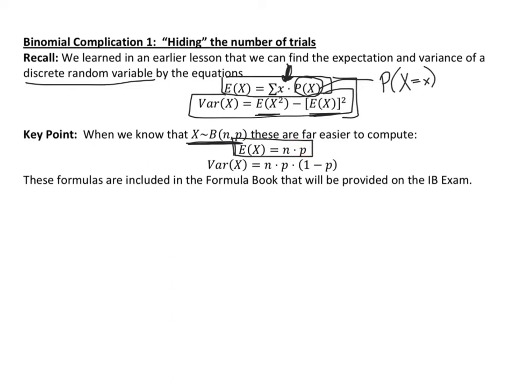That's it. If you know that a variable is binomial, the variance is also really easy. For the variance, all you have to do is multiply together the number of trials with the probability of success with 1 minus the probability of success, which is basically the probability of failure. So these you can use for any discrete random variable, but if it is binomial, then it's way easier to do. Now, these formulas are in the formula book, and remember, you're going to get that formula book on the IB exam, so you don't need to memorize these, but they really are quite straightforward.